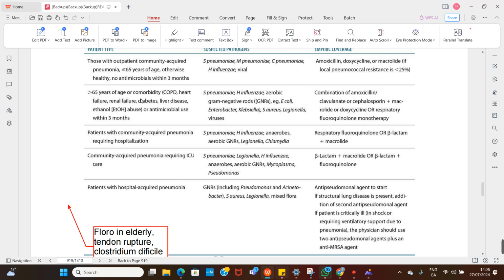Now, you evaluate the patient. Does the person have structural lung disease, or is the person immunocompromised? Then you have to add another anti-pseudomonal agent, which could be a respiratory fluoroquinolone, or maybe gentamicin, any of the anti-pseudomonal agents. So you add it to your piperacillin-tazobactam. Then, if the person is critically ill and in shock, or requires to be on a ventilator, there's a high chance that the person is going to get an infection from MRSA. So you have to add something to take care of MRSA, which is going to be your linezolid or your vancomycin.